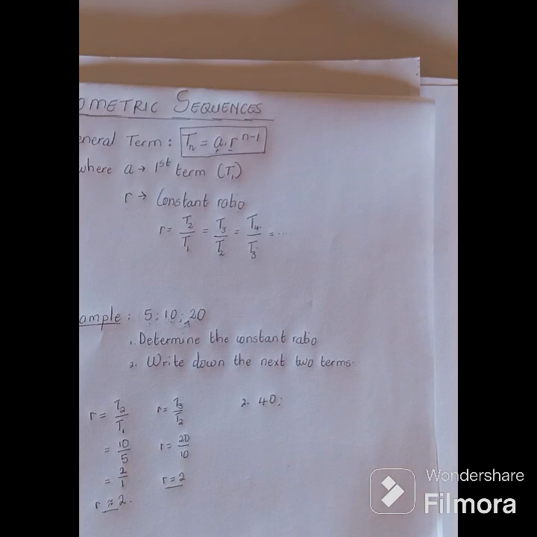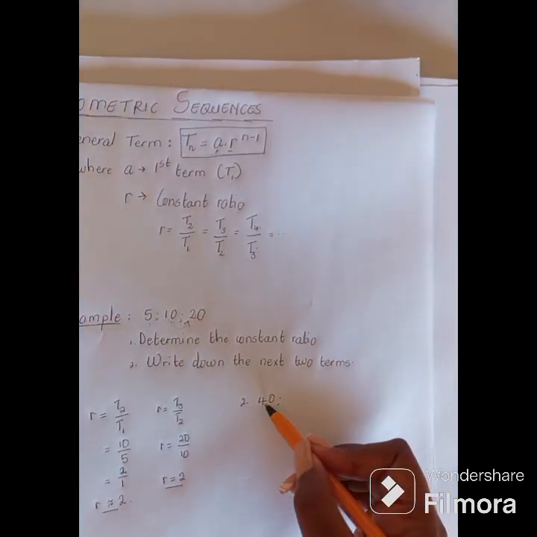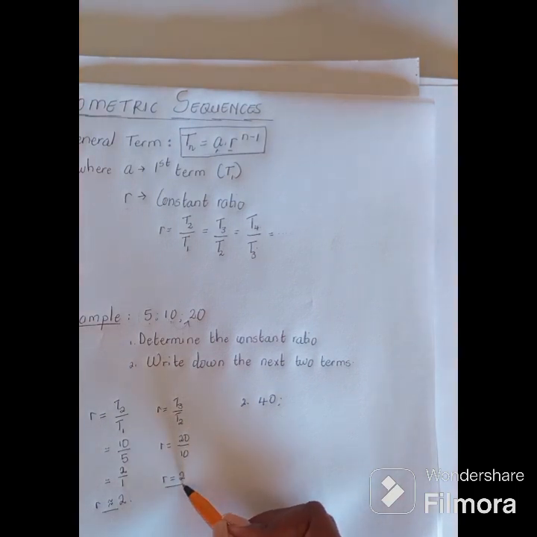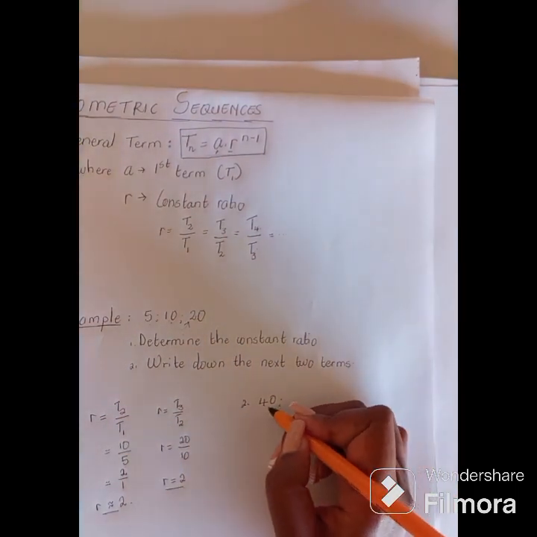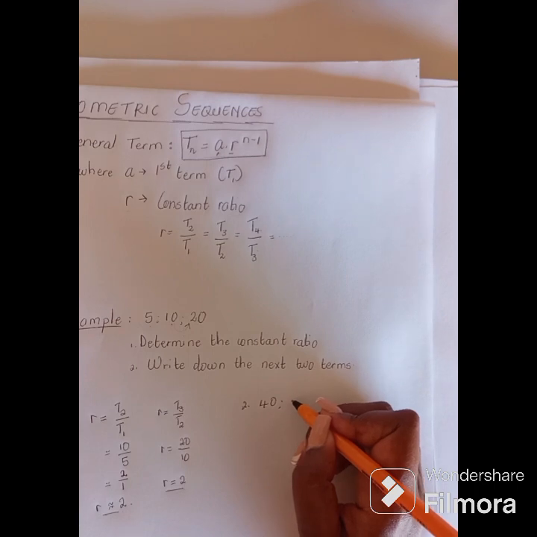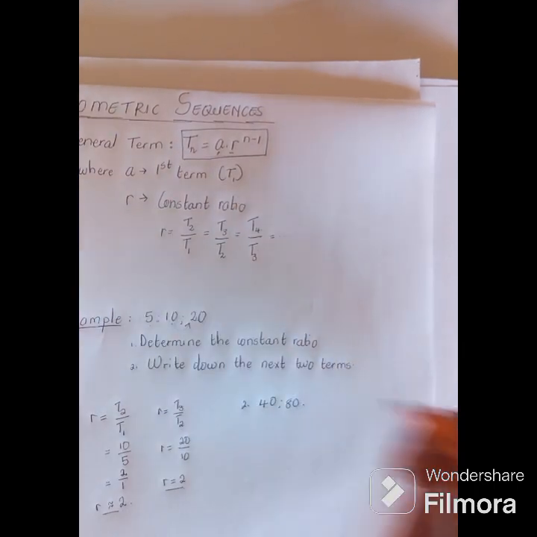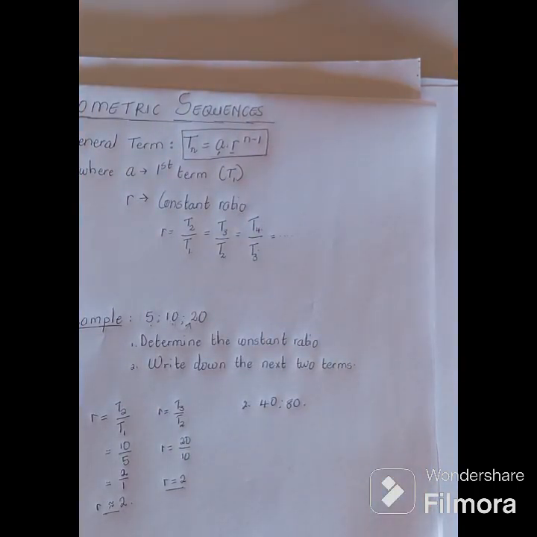This is term number 4. When you're looking for term number 5, you take 40 and multiply it by the constant ratio. 40 times 2 is going to give you 80. And that is how you get your next two terms.